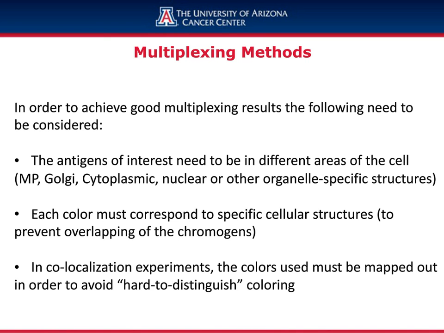If you're going to use red map first, and then you're going to use blue map next, that's going to give you a color that you can work with. If you use a red map and a DABMap kit, the DABMap kit is going to overwhelm the red map kit. So for co-localization experiments, all of this needs to be mapped out to eliminate unwanted color staining.